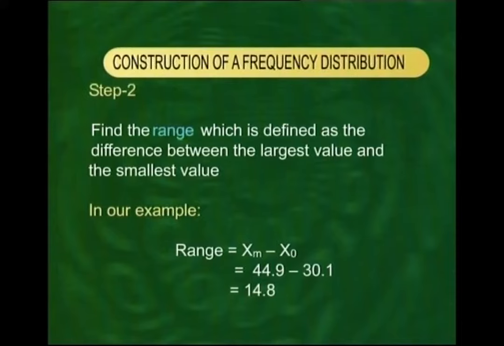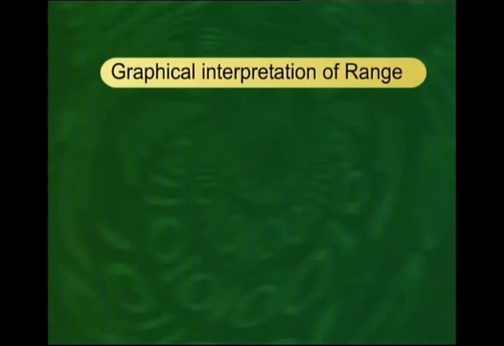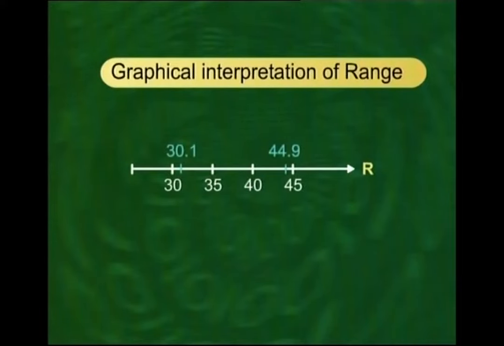14.8. As you can now see on the screen, if we plot the x values along the x-axis, which is also known as the real line, then our smallest value, 30.1, is to the left side, and the largest value, 44.9, is to the right, and the distance between the two is 14.8.